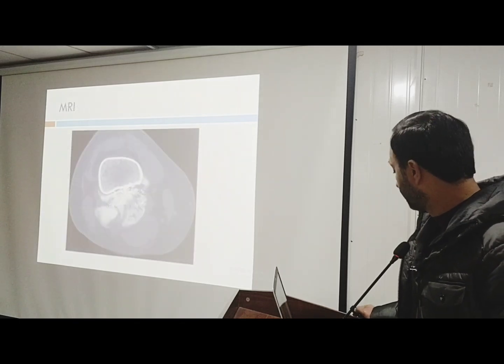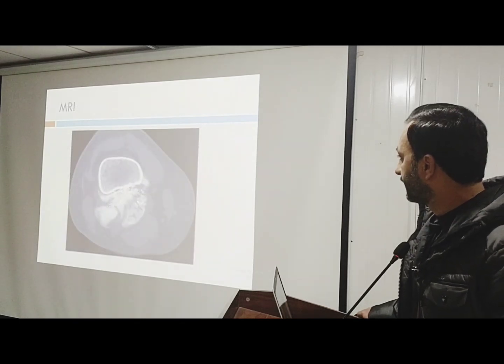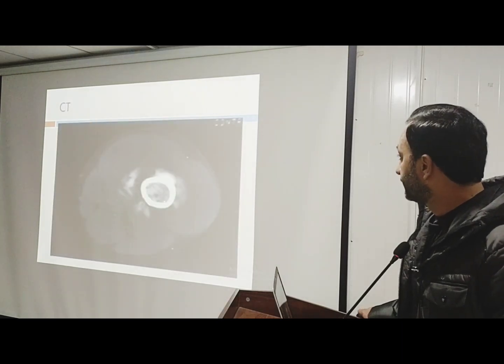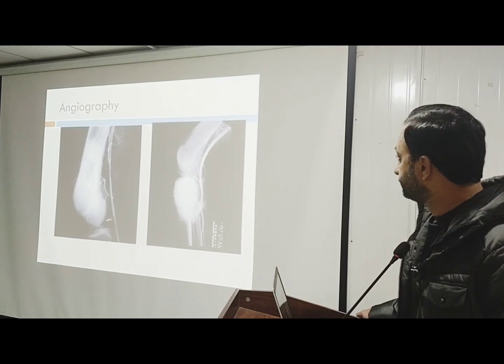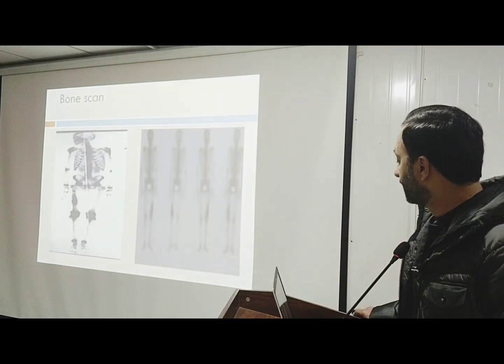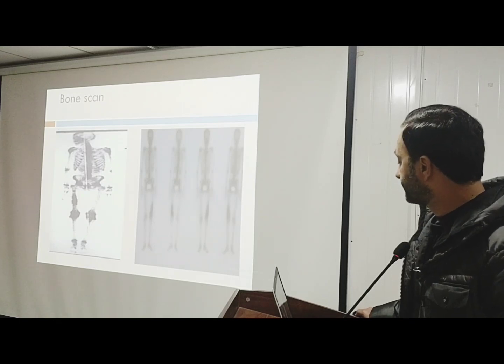So this is the MRI of the lesion showing the extracompartmental extension into the soft tissue. CT scan, angiogram. This is the bone scan showing multiple mets.